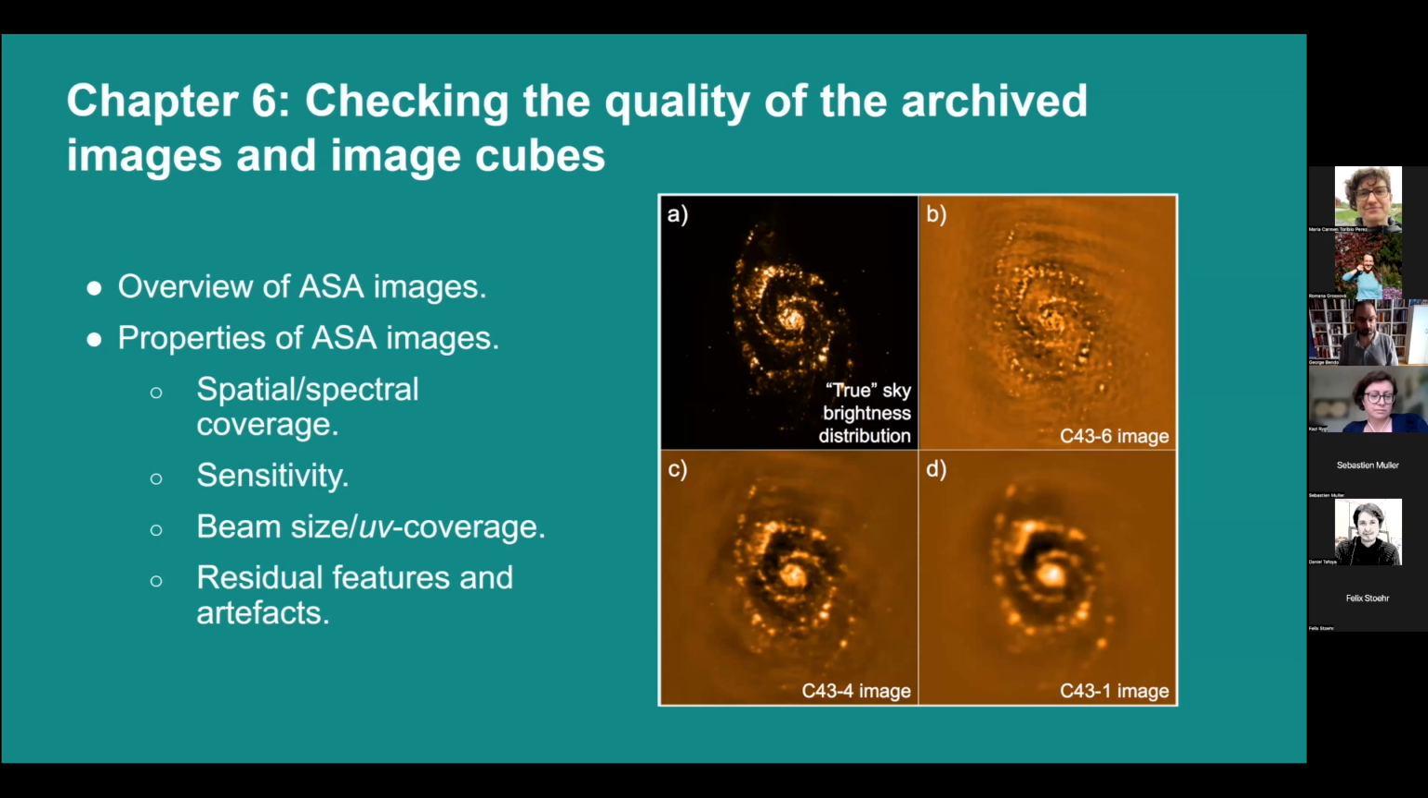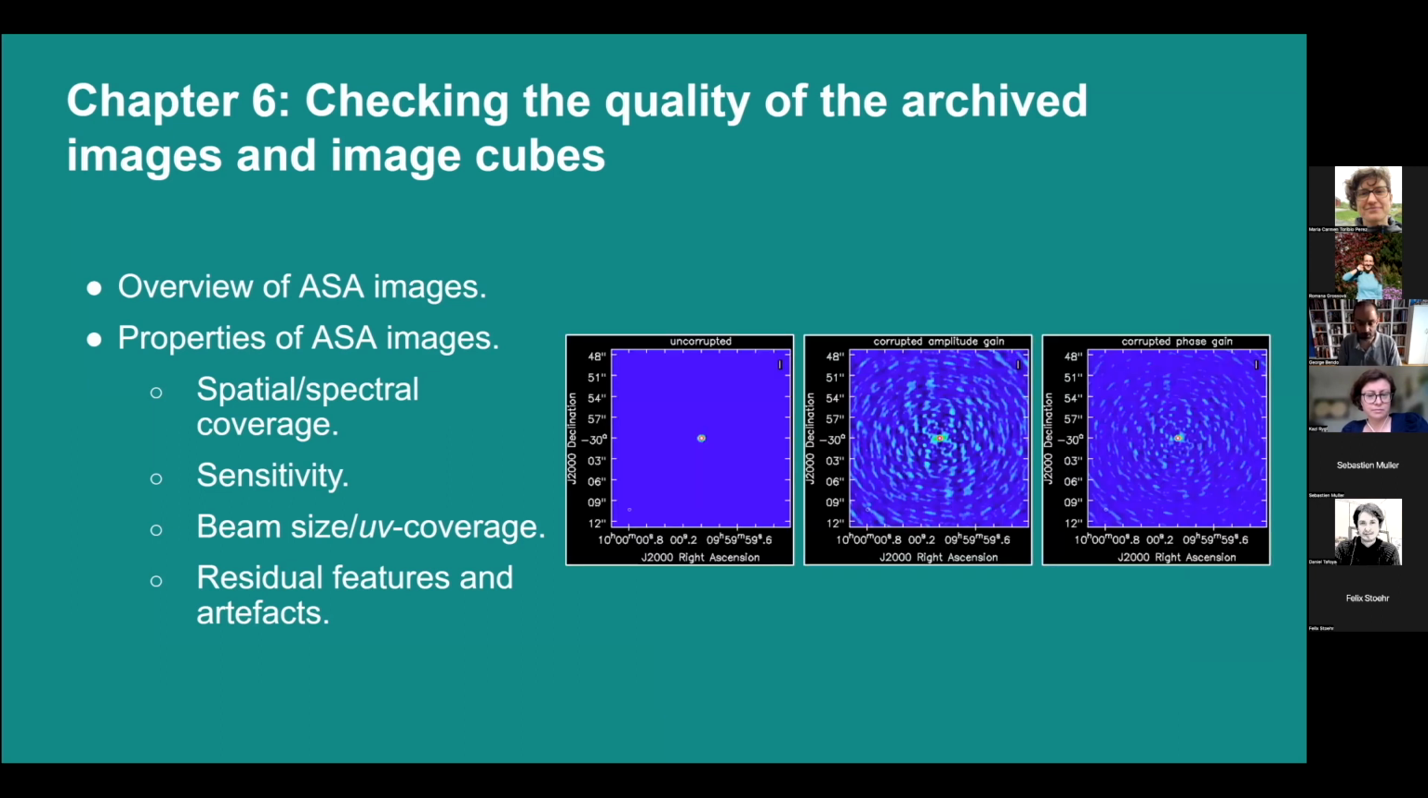So there is a discussion on beam size and UV coverage, where UV coverage is basically related to how you arrange your interferometer on the surface of the Earth, and how that affects both the large scale structure and the small scale structure that you can see in various astronomical images, as shown in this example here. There are also some examples of residual features and artifacts that you can potentially see within the archival data, as shown in this example.